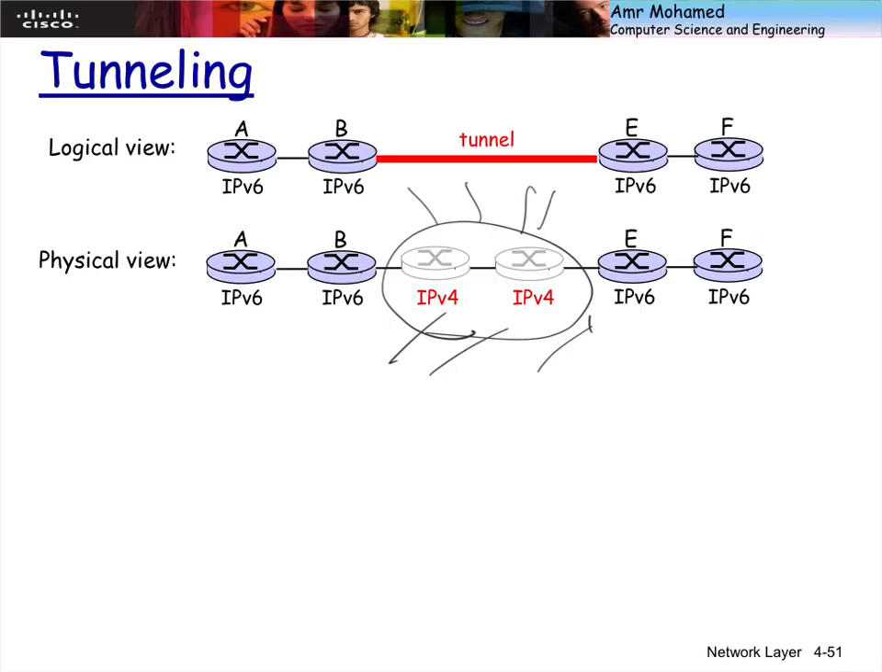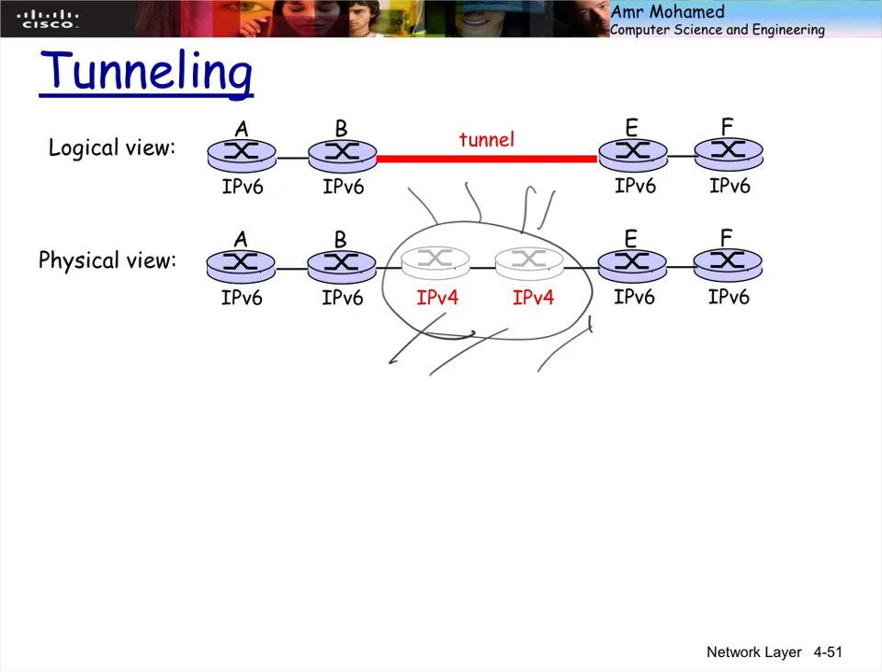So the typical scenario is that the core network should still be IP version 4, and IP version 6 is deployed in the edges or closer to the edges. Right? Why? Because the closer it is to the edge, the smaller the geographical area will be.